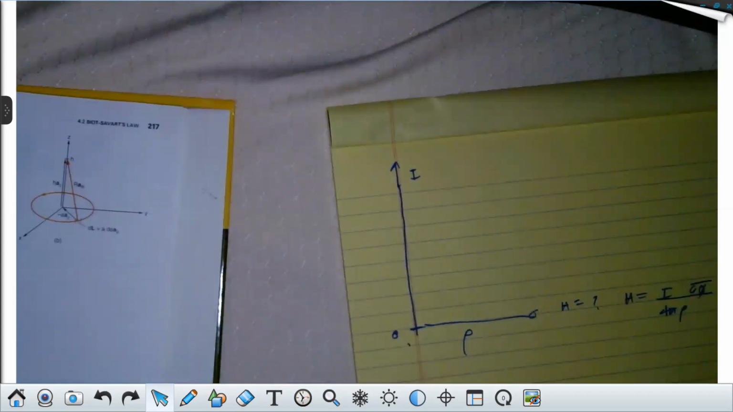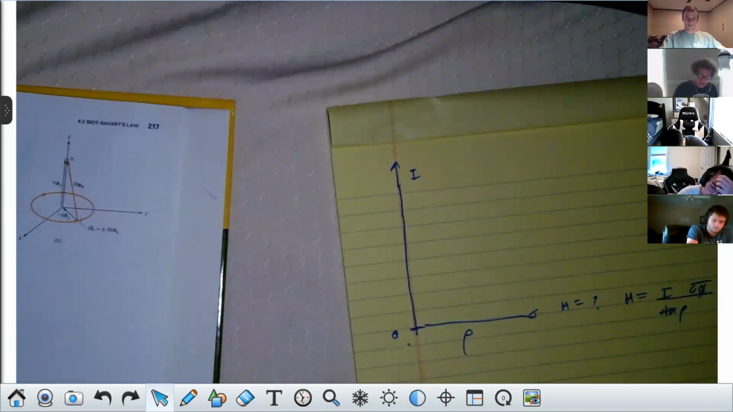In 4-7, you can plug it in. The lower limit goes from 0, the upper one to infinity, and you're going to get this. You get exactly half. Make sense to everybody?